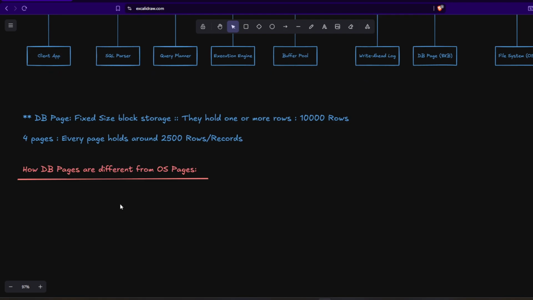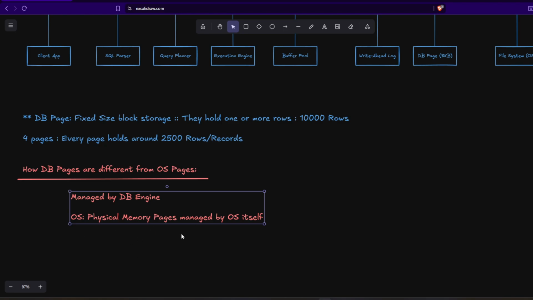As we were discussing how DB pages and OS pages are different: DB pages are logical units managed by our DB engine, whereas OS pages are the physical memory pages that are managed by the OS itself. So the DB pages definitely come from the actual physical memory pages.